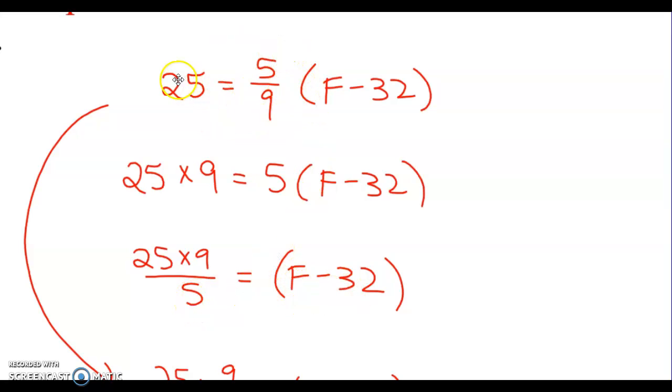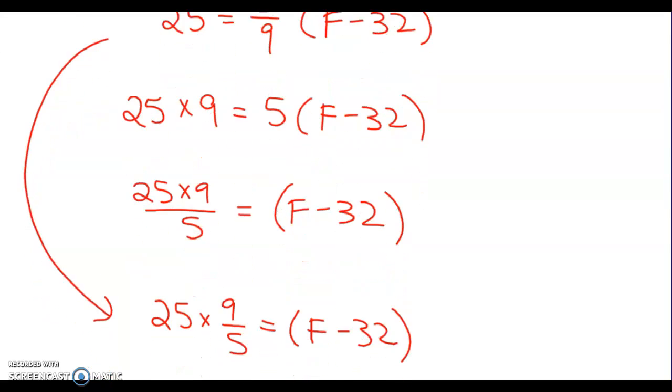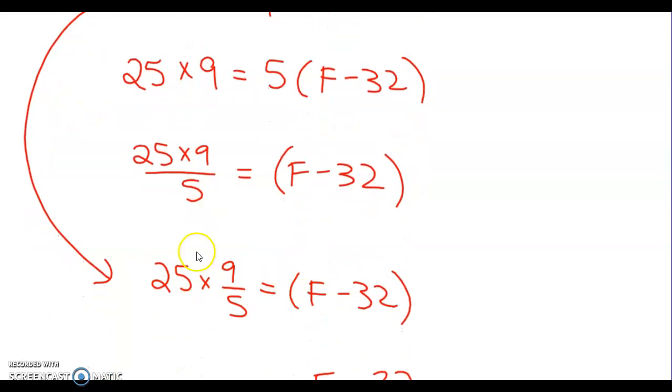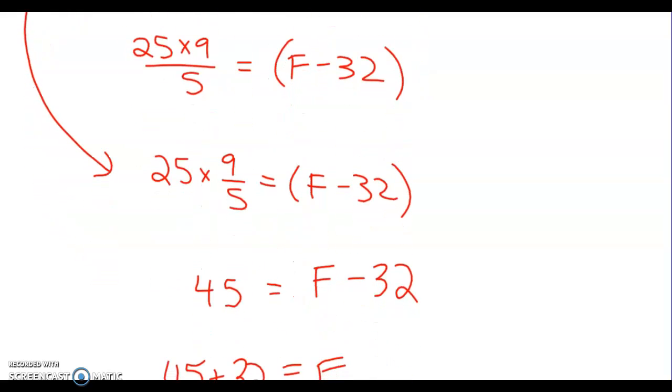In one step, I could have jumped from here to here. Instead of taking that 5/9 and breaking it up into 2 steps, I could move the entire fraction 5/9. I'm dividing, which means I flip my fraction and multiply. So 25 times 9/5, there it is. It's the exact same thing. I could do it in intermediate steps, or I could jump straight to 25 times 9/5, whatever you are most comfortable with.